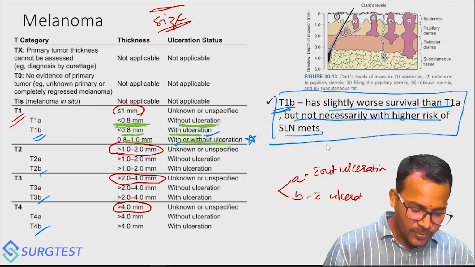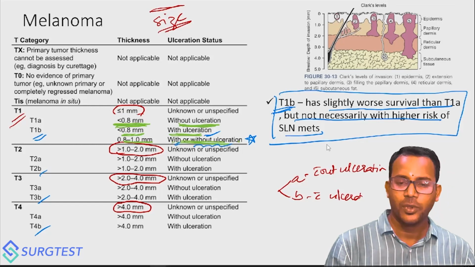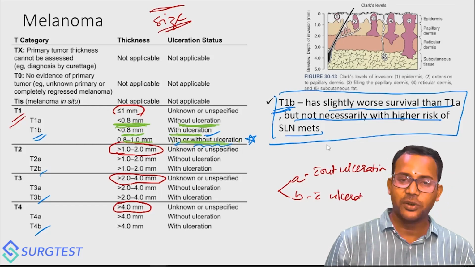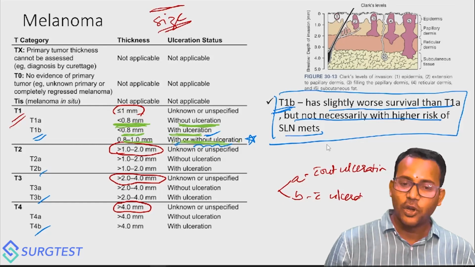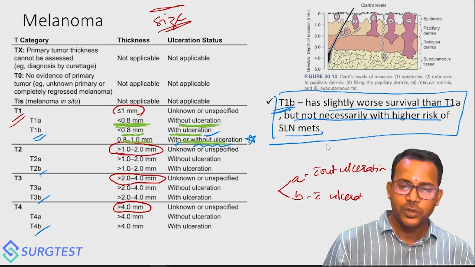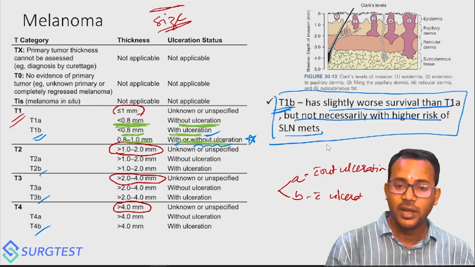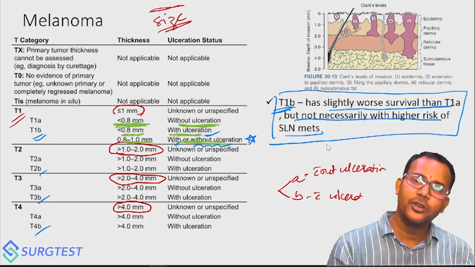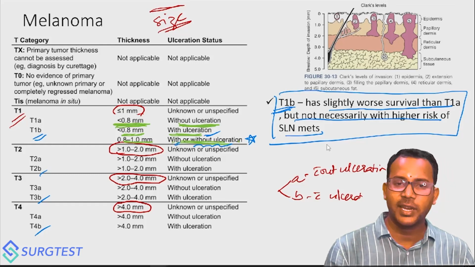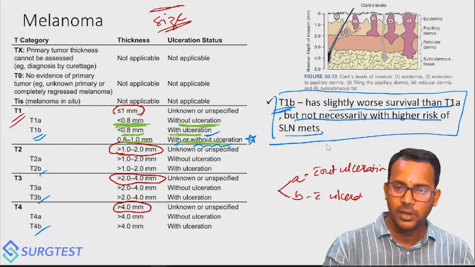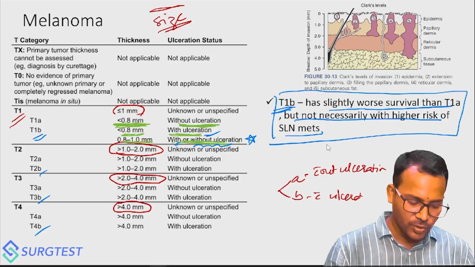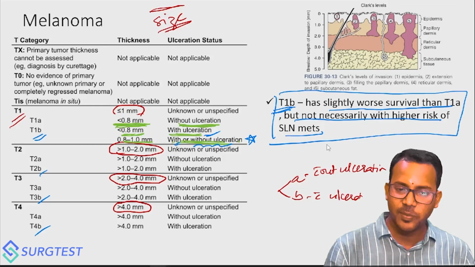This is because you have a subset of patients without ulceration in T1B. So you have a separate subset of patients without ulceration in T1B. And we have learned already that ulceration is associated with lymph node metastasis. When you don't have ulceration, then you will not have the same risk of lymph node metastasis also. So this is the take-home message from this slide.